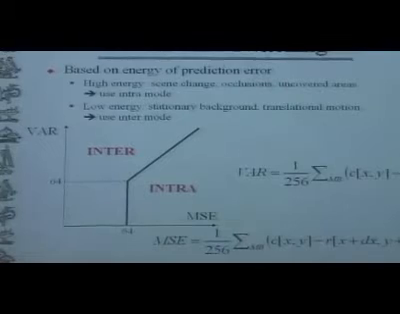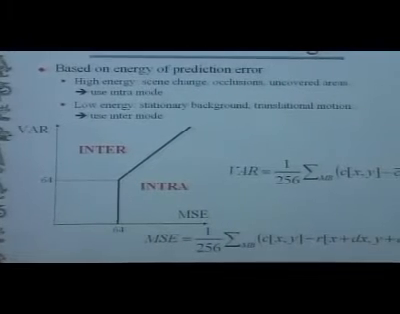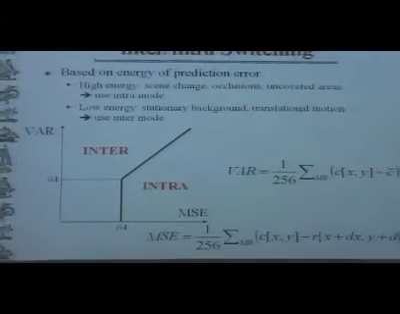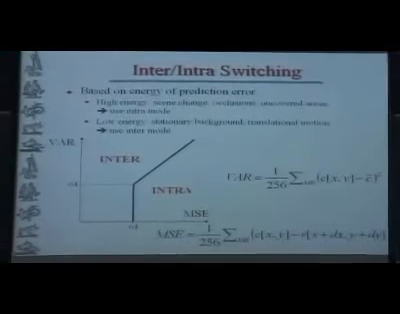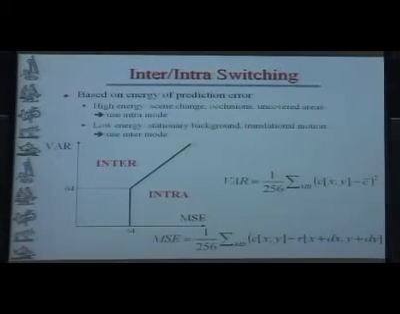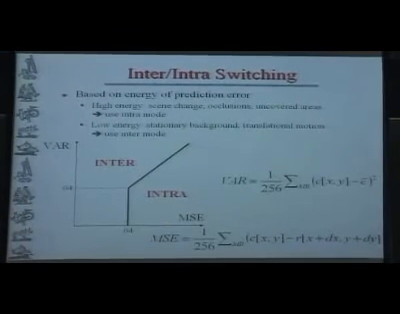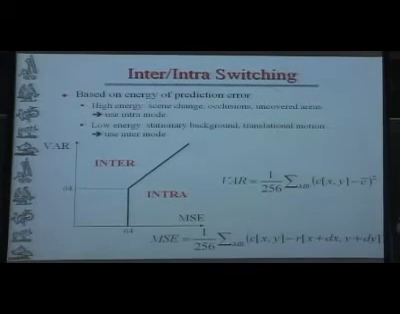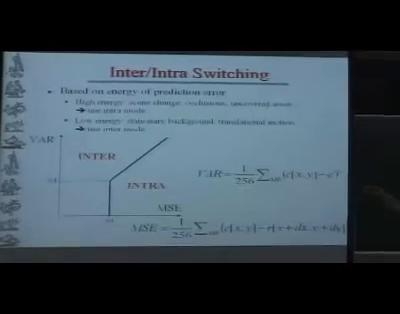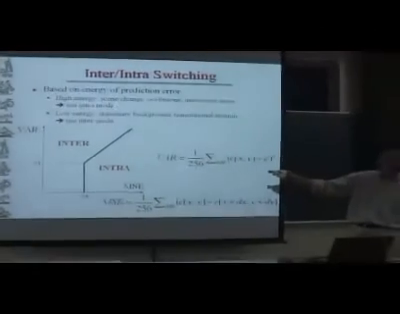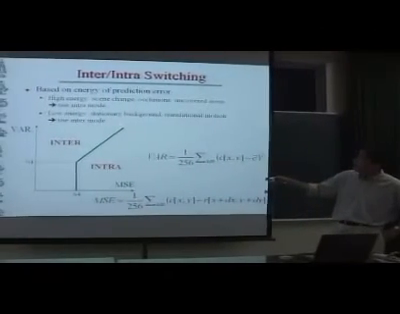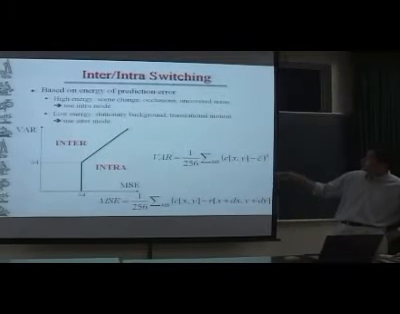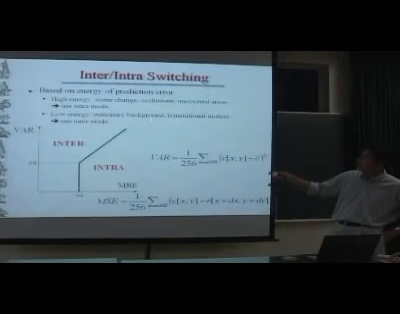So the low energy, the high energy is the scene change. Occlusions means something that comes into the frame and covers up some of the background. Uncovered area means an object that moves away, that leaves the background exposed. Okay, those are scenarios where you need to use intra mode. And the scenario where you need to use inter mode is when you have stationary background, low energy, and translational motion.